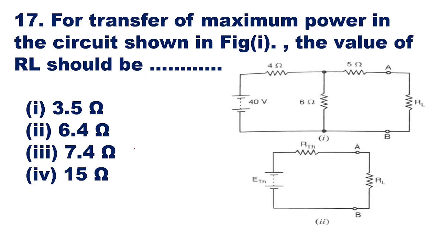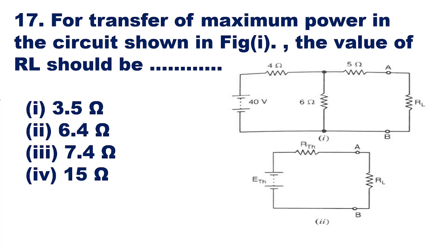Question number 17. For transfer of maximum power in the circuit shown in figure 1, the value of RL should be how much? So here we have to find out how much is the value of RL. Now to find out the value of RL, we have to take the equivalent resistance of 4 ohm, 6 ohm and 5 ohm. We will see that 4 and 6 are in parallel, and that parallel combination is in series with 5 ohm.